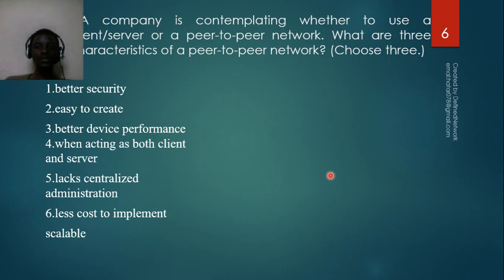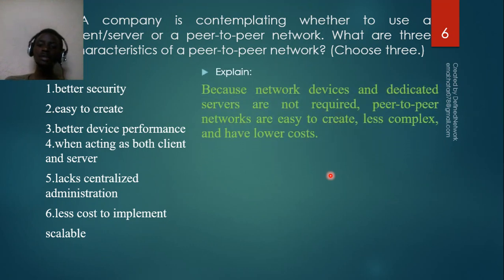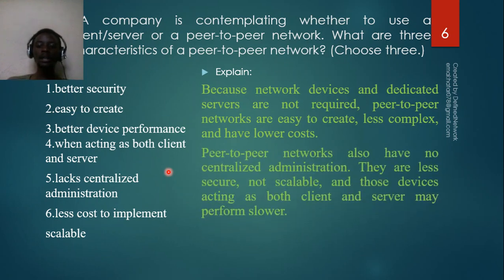So choose the characteristics of peer-to-peer. Because network devices and dedicated servers are not required, a peer-to-peer network is easy to create. It has less complexity and a lower cost to implement. The answer is 2, 5, 6. It doesn't require professional administration, and it's not difficult to create, so it's easy.